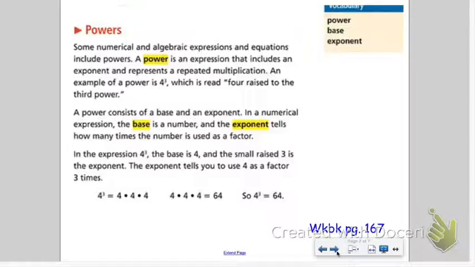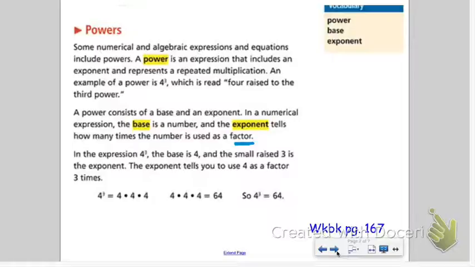An example of a power is 4 to the third power, which is read as 4 raised to the third power. A power consists of a base and an exponent. In a numerical expression, the base is a number, and the exponent tells how many times the number is used as a factor. Remember, a factor is just simply a number that gets multiplied. So we're saying that the base is being multiplied a certain number of times.